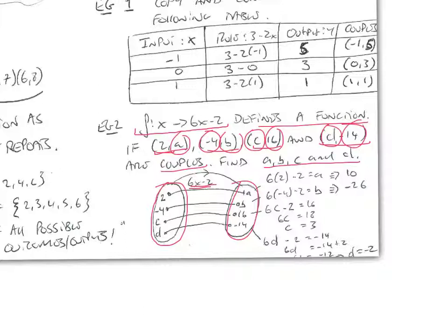By looking at our rule and seeing that 6 times 2, which is x, minus 2, a must be equal to 10. Or put -4 in for x here, we get -24 minus 2, which is -26. And then on this side we have 6 times c for our value of x, minus 2 is equal to 16, so c must be equal to 3. Or here, 6 times d, minus 2 must be equal to -14, so d is equal to -2.